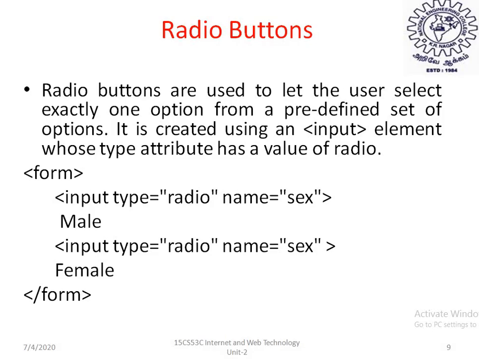Next, we move on to radio buttons. Radio buttons provide choices for the user, but you can select only a single choice from them. The syntax for creating a radio button is input type equal to radio and name equal to sex. Here they are creating radio buttons for gender, so they have mentioned the name as sex. Again, input type equal to radio for female.